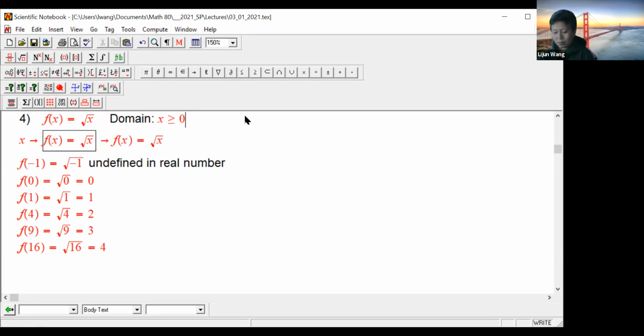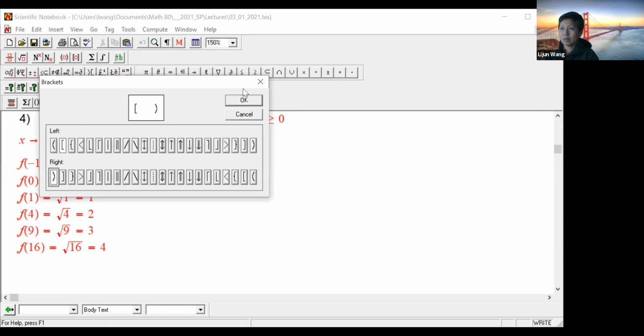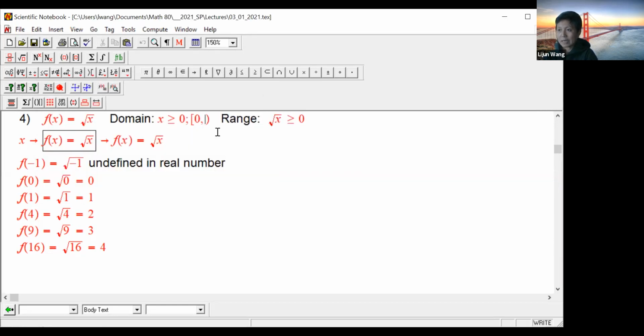And what is the range? The range is greater than or equal to 0 as well. For those of you who have learned the interval notation, the interval notation will be 0 in bracket and infinity. And the range is the same. So I'm going to put it as or. You follow me?